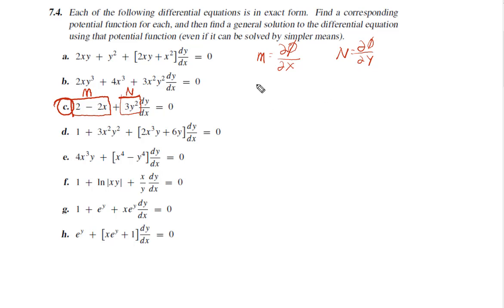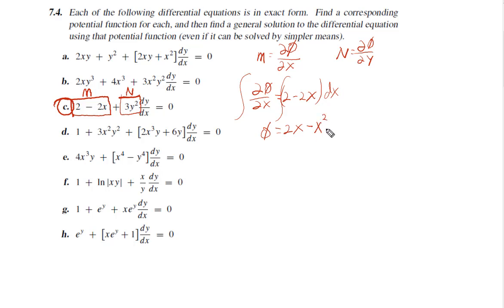Now, if the partial of phi with respect to x is 2 minus 2x, we can recover some of phi by doing the integral of that. So if we integrate with respect to x, we can at least get some of our phi. So we know that phi is equal to, this would be a 2x minus 2x squared over 2, which would just be x squared.